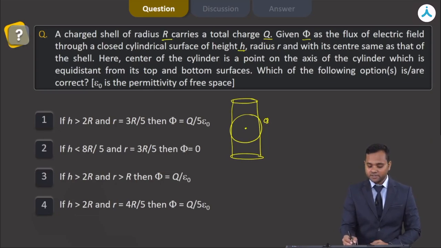Here the center of the cylinder is a point on the axis of the cylinder which is equidistant from its top and bottom surfaces. That means the placement of the cylinder is symmetric with respect to the center. So this center is the center for both the spherical shell and the cylinder. Which of the following options are correct? If you see, each and every option has a different value of height of the cylinder and a different value of radius, so we will have to check each and every option here.